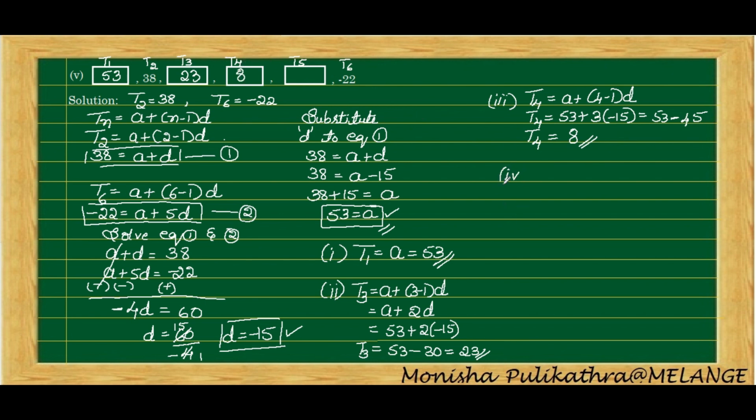Next, the last term, that is T5. T5 is equal to A plus 5 minus 1 into D, so A plus 4D. So A is 53 plus 4 into D is minus 15. So 53 plus into minus, minus 15 4s are 60. So 60 minus 53 is 7, whereas the larger number sign is minus, so we need to put minus here. So T5 is equal to minus 7.